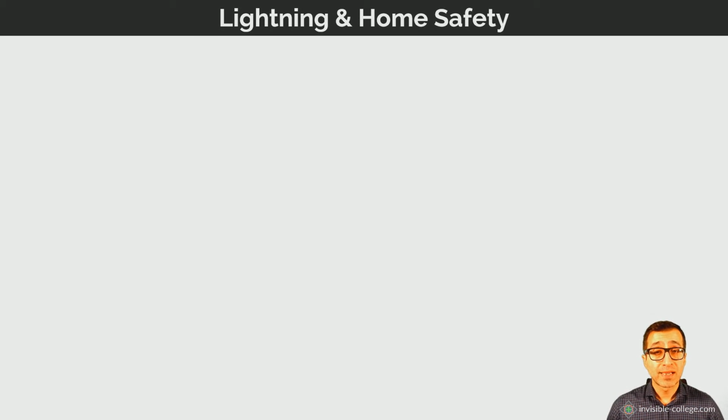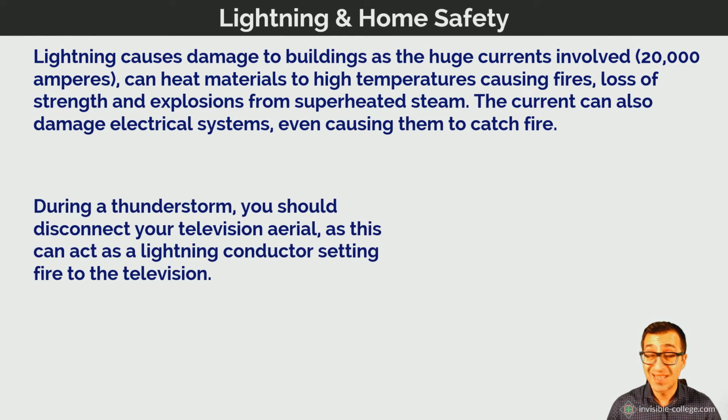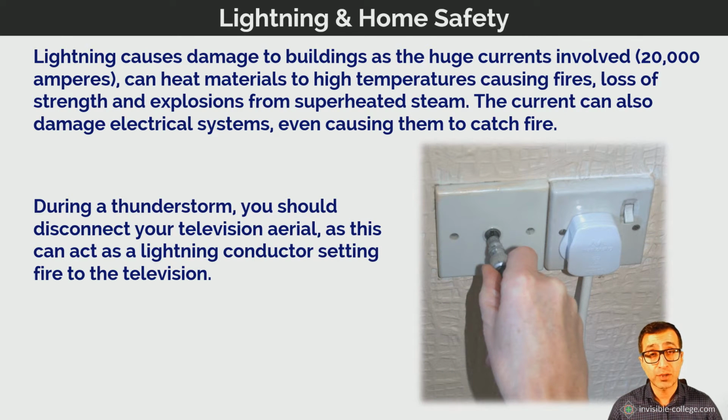Now, in the home, lightning again can cause damage not just to buildings, but also other parts of the building. So, for example, fires caused by the damage to electrical devices, as well as the actual damage to the building that the lightning strike can cause. So during a thunderstorm, you're told to disconnect your television and any aerials or any other electrical devices, because these wires can act as conductors, which can take the energy, the electrical discharge which is hitting the building, and channel it into electrical devices, which obviously are not built to withstand those kinds of currents.